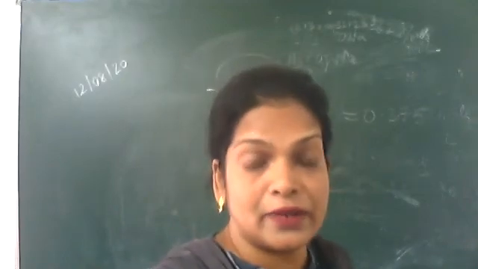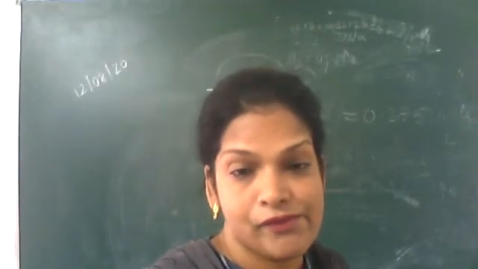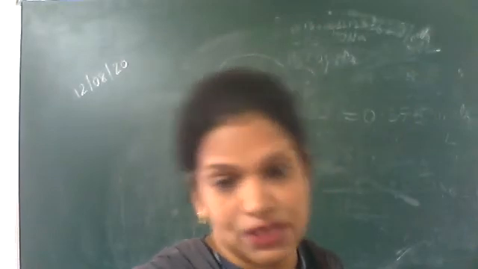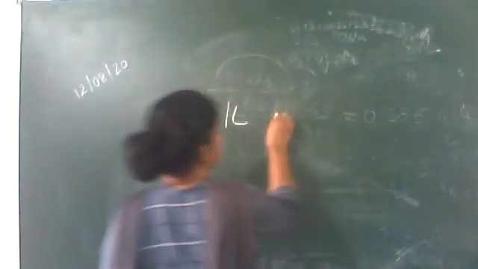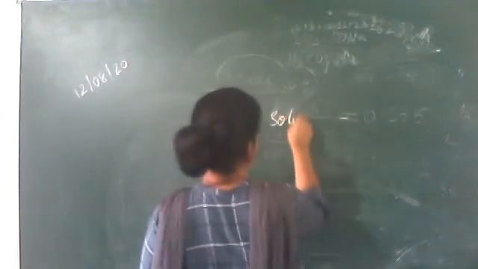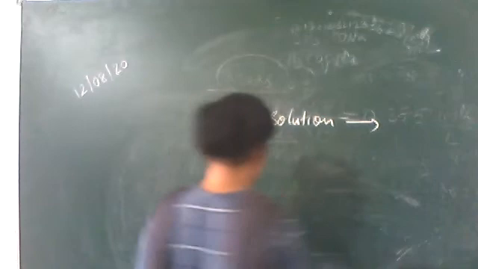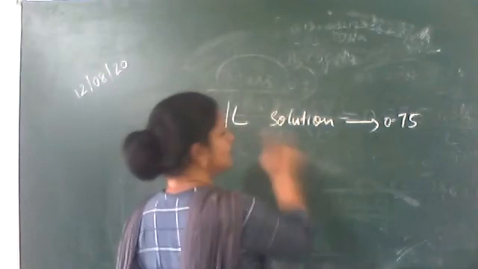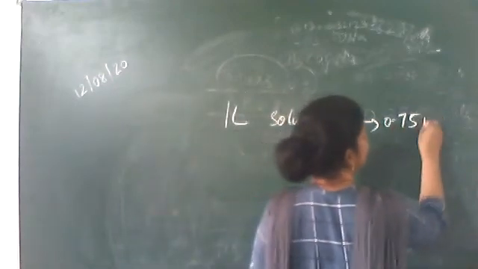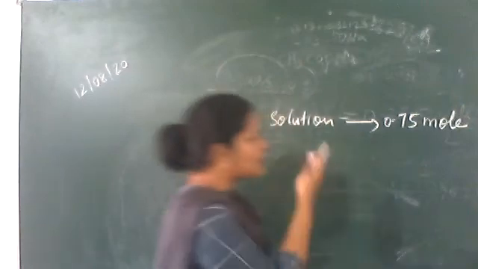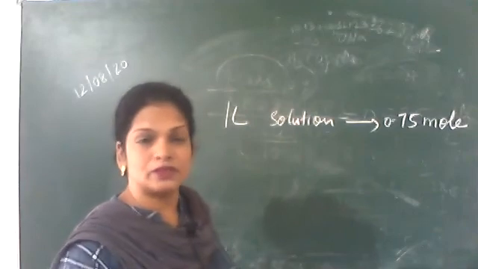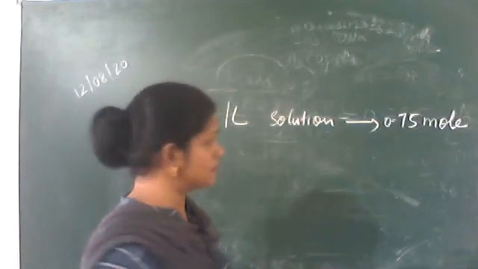Capital M dekhte hi, you have to consider what? 1 liter solution. That means 1000 ml solution. 1 liter solution contains, what is the concentration? 0.75 molar means 1 liter solution contains 0.75 moles. This is the number of moles present in 1 liter of solution. Number of moles of solute per liter of solution, that is molarity.